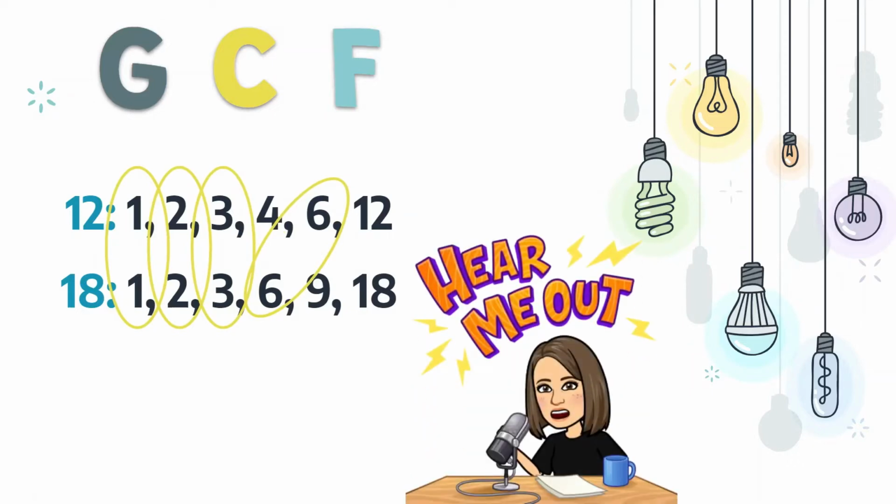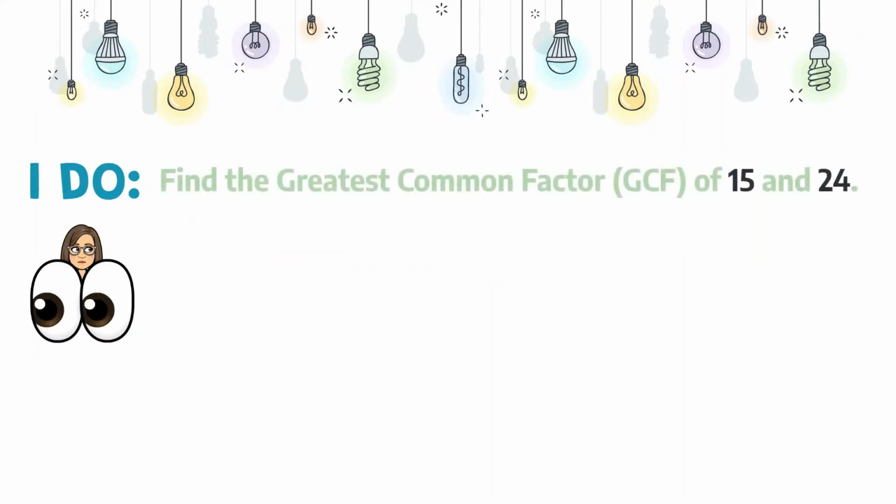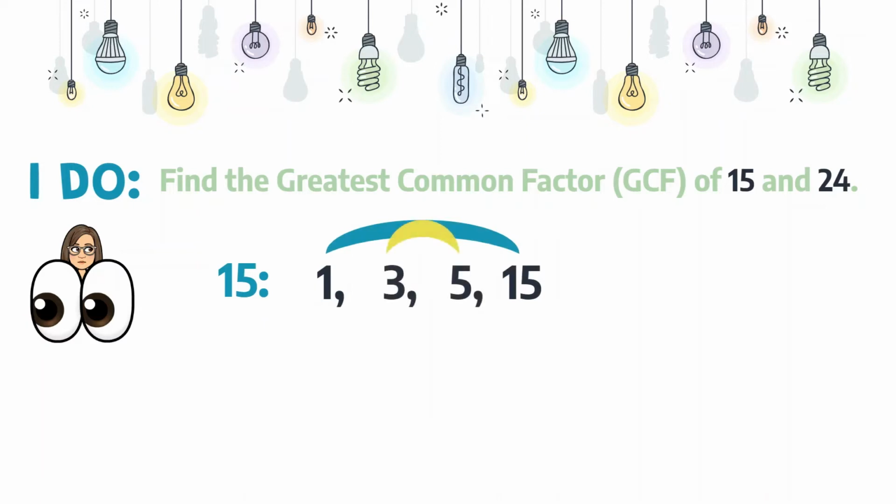Hear me out. Let's slow down and take it step by step. Find the greatest common factor, often shortened to GCF, of 15 and 24. First, just use your favorite strategy to find and list the factors of 15. I'll be listing them in pairs. What can I multiply together to get the result of 15? Well, 1 times 15 equals 15, and 3 times 5 also equals 15. That's all the factors. If you can't find those in your memory bank, double check that multiplication chart.